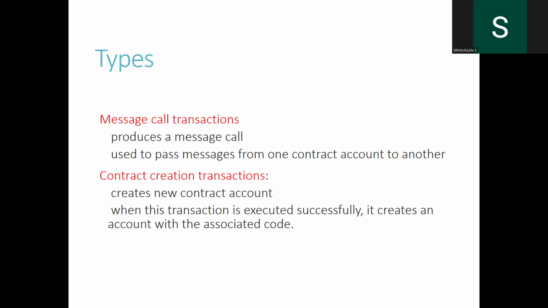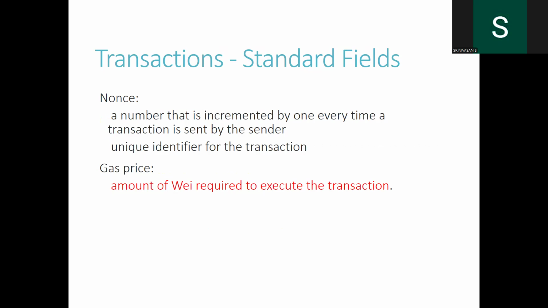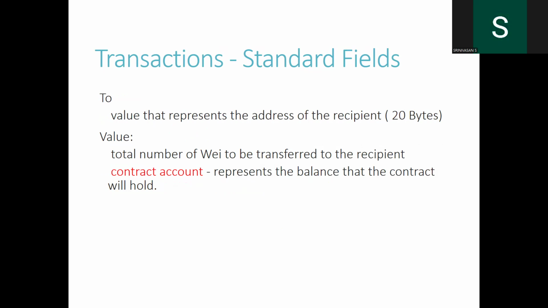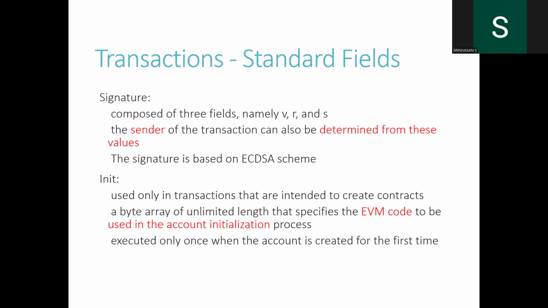The first one is nonce, a random number which is incremented every time a transaction is sent by the sender. It is a unique identifier for a transaction. Second element is gas price, the amount of Wei, the Ethereum currency, required to execute the transaction. Third one is the to value that represents the address of the recipient. The fourth one is the value, the actual number of Wei to be transferred to the recipient through the transaction. In case of a contract account, it represents the balance that the account will hold.